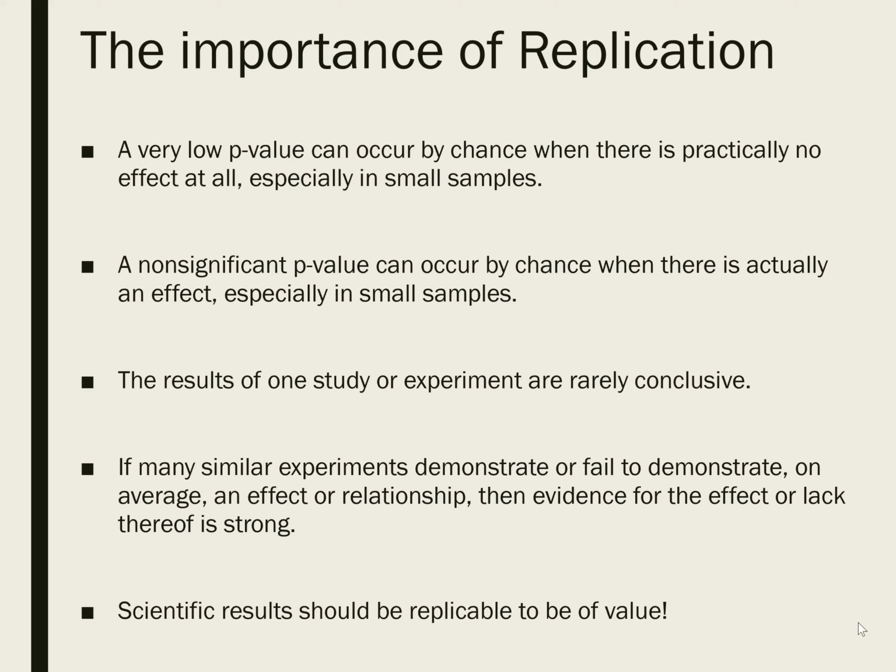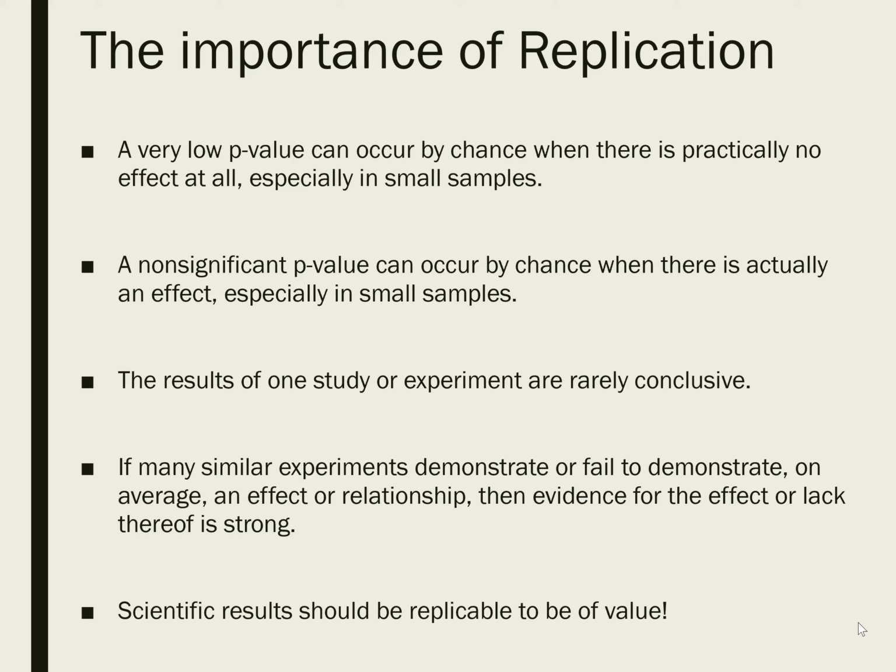Like, you can get a low p-value when there's no effect in the population, especially if you have a small sample. And you can also get a non-significant p-value by chance when there is actually an effect, especially in small samples. So small samples can be very volatile in terms of what can be detected and what is trustworthy in terms of what is detected. So the results of one study, especially the results of one small sample study or experiment, are rarely conclusive. So replication is incredibly important in statistics and in science.